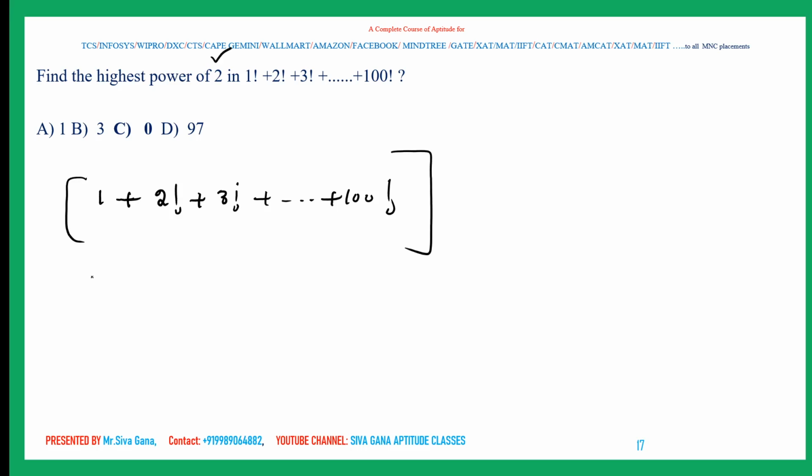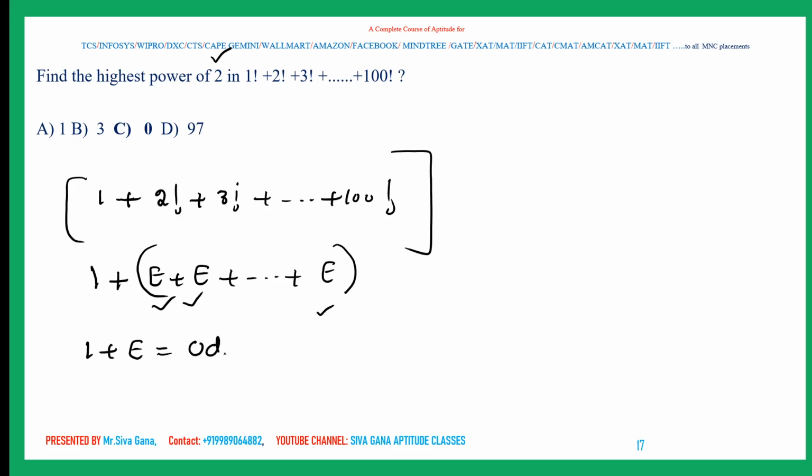Okay, fine. 1 factorial is 1 itself. 2 factorial is even. 3 factorial is even. And so on, 100 factorial is even. So all the terms in the bracket from 2 factorial onwards are even. Even plus even plus even is even. 1 plus even is odd. So the given number is odd.